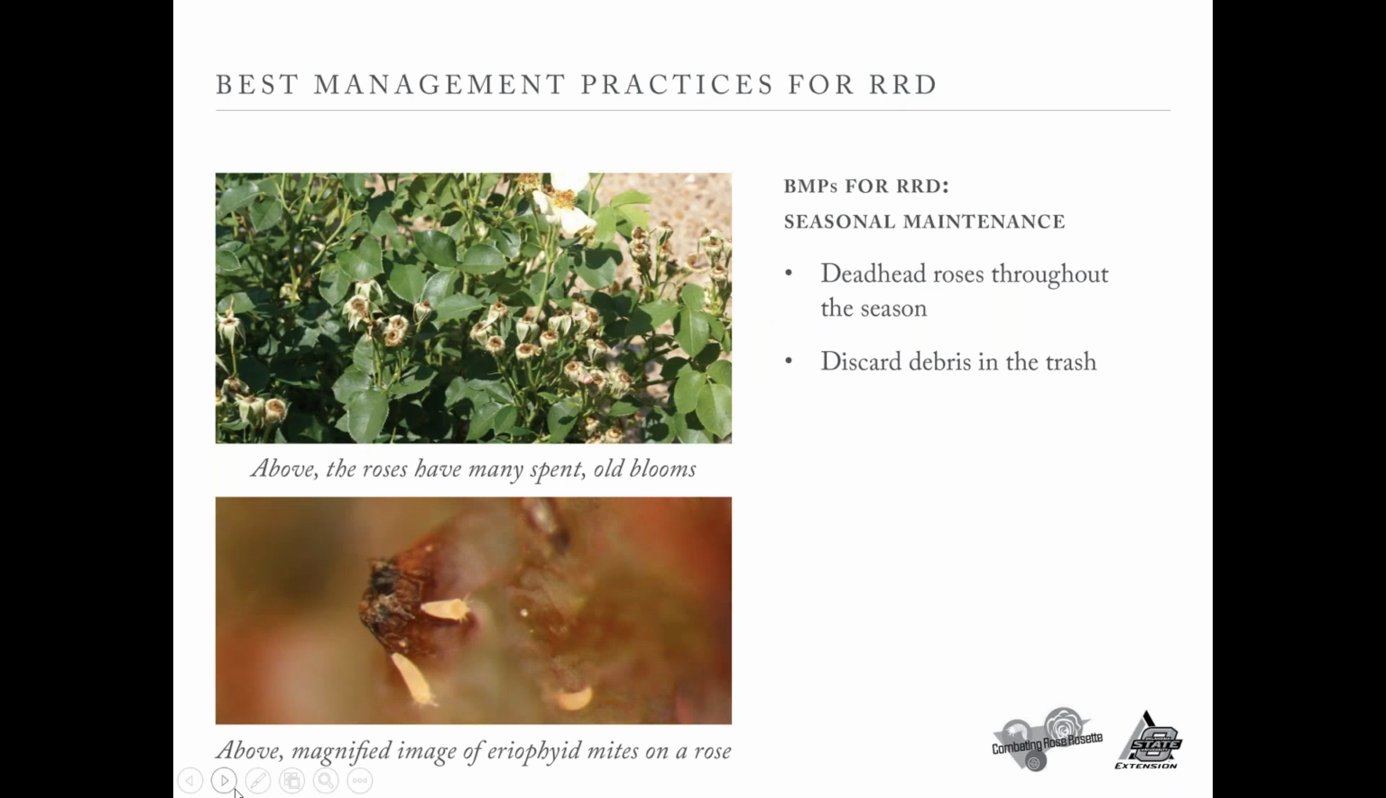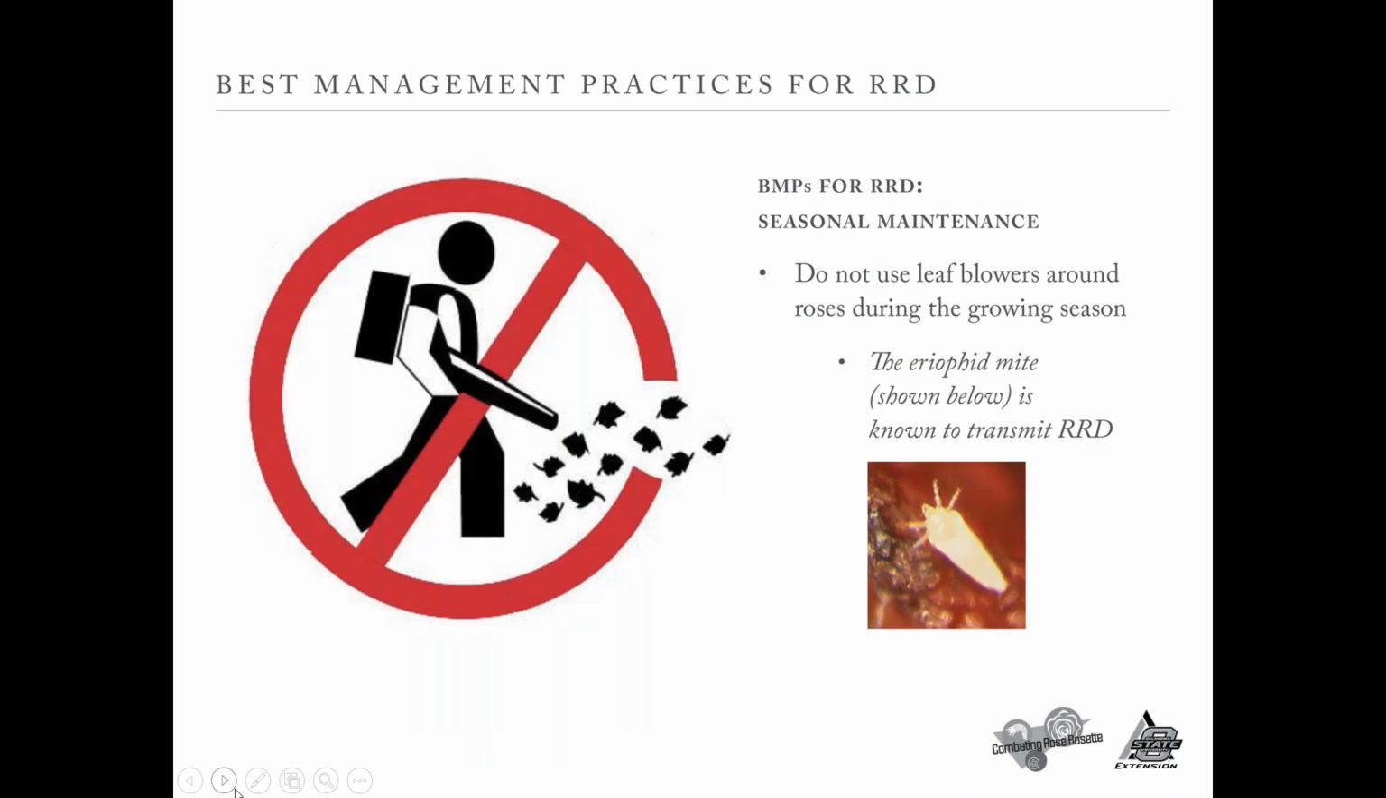Throughout the season, deadheading is quite beneficial. Those mites are often in association with the open or spent blooms, so discarding them in the trash is another great way to reduce mite populations through the season. It's never suggested to use leaf blowers around roses during the growing season. We know that the mites that carry this virus are wind-borne, and if we're introducing artificial wind, we're more likely to spread them more often and to longer distances.